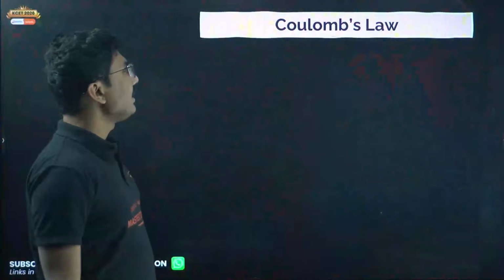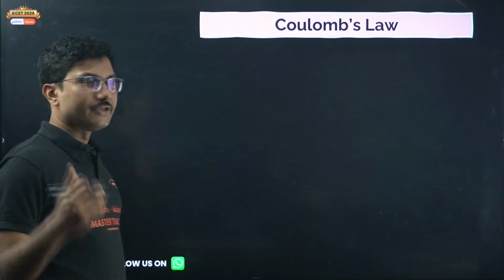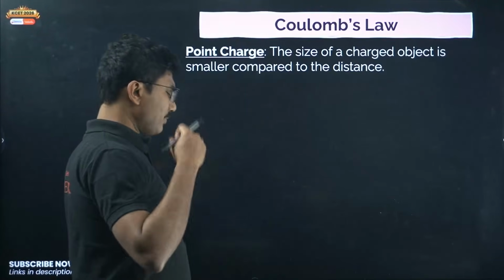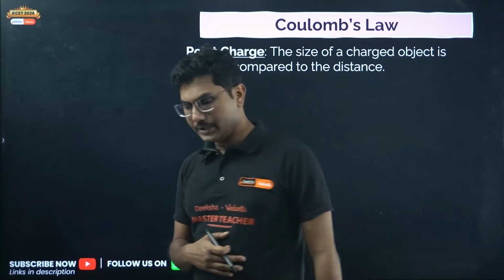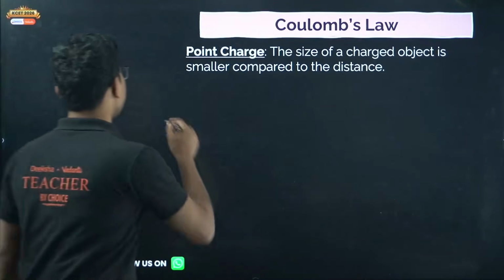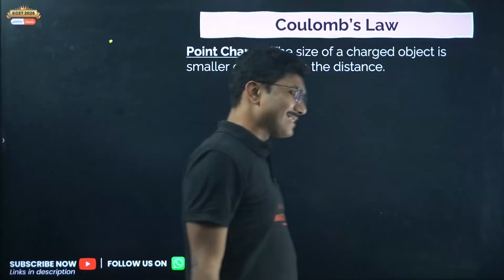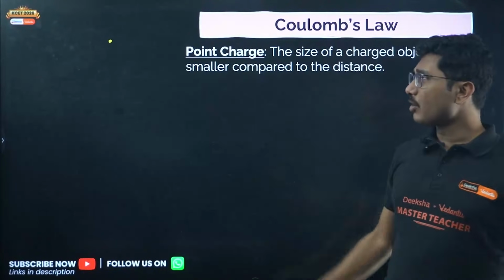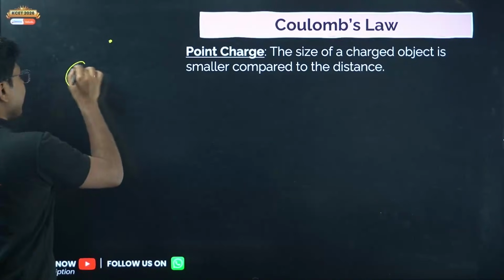Now let's continue with Coulomb's law, another very important theory of this chapter. First, before I start Coulomb's law, I have to define something which is called point charge. We always say point charge, point charge. Is it exactly a point? Because charge can be an extended object as well. Charges are not always a simple point. Charge can be an object as well.